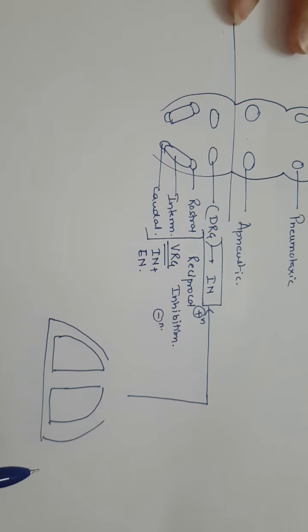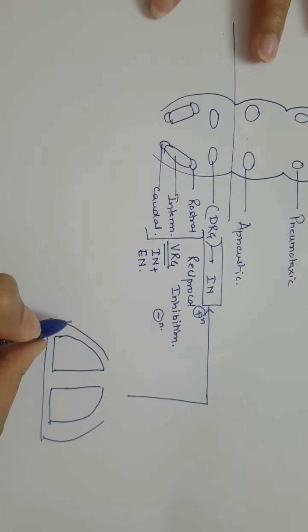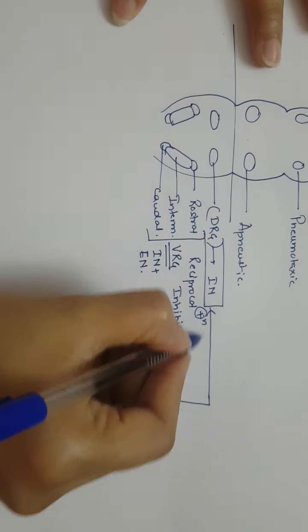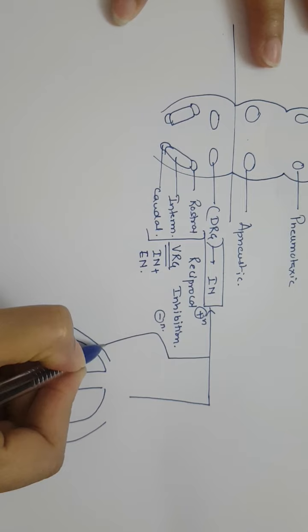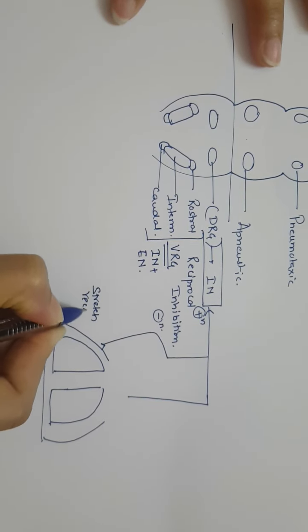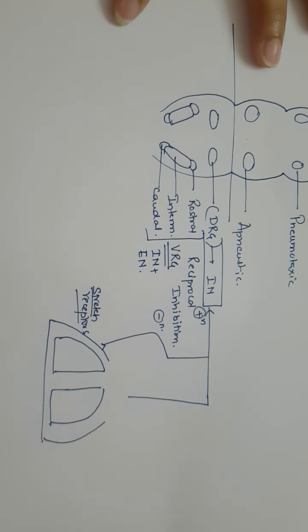Now what are the different afferents going to the DRG? These are, for example, from stretch receptors. The stretch receptors are present in the bronchi and bronchioles.